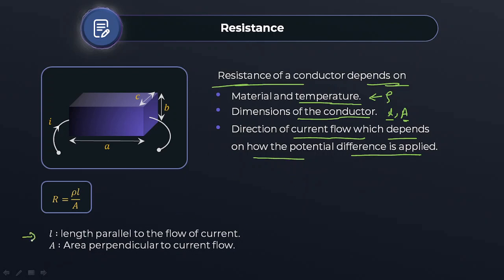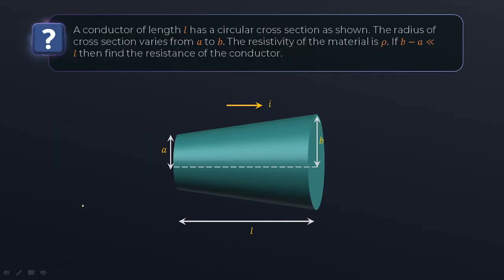In which direction do we have to take L? L is the length parallel to the flow of current, and A is the area perpendicular to the current flow. These things we have to keep in mind. Simple, right? Now let us solve one good question.